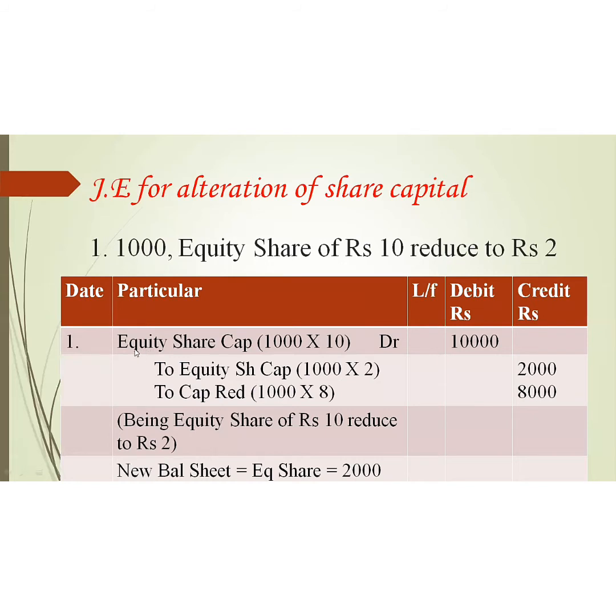So the journal entry will be equity share capital account debit 1000 multiplied by 10, to equity share capital 1000 multiplied by 2 rupees, which is the new price, 2000, and there is a reduction of 8000 rupees, which is a gain. Whenever the share capital is reduced, the company has to pay less liabilities, and therefore capital reduction account is credited, credit all the gains. So in the new balance sheet, the equity share capital will be 2000.